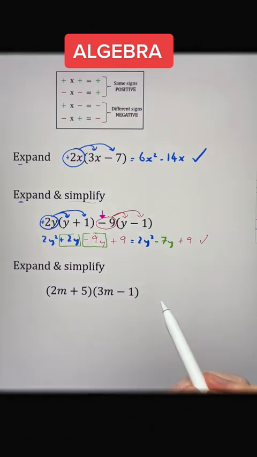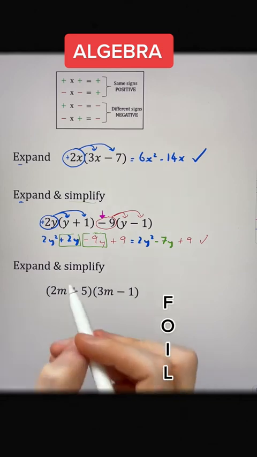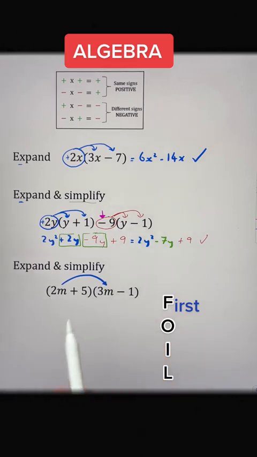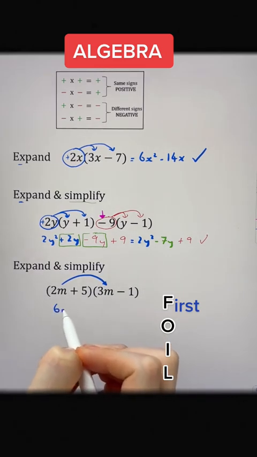For part C, here we're asked to expand and simplify. As I can't see any plus or minus in between my pair of brackets, therefore I know I've got double brackets. I'm going to expand my double brackets using the FOIL method. F stands for first. I multiply the first term in each bracket together. Here, 2m times 3m will give us 6m squared.